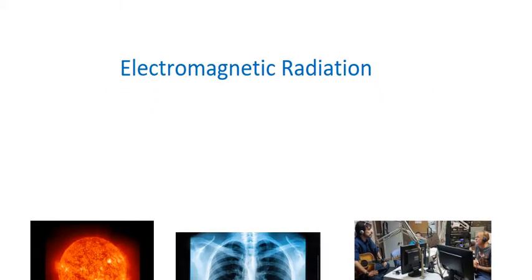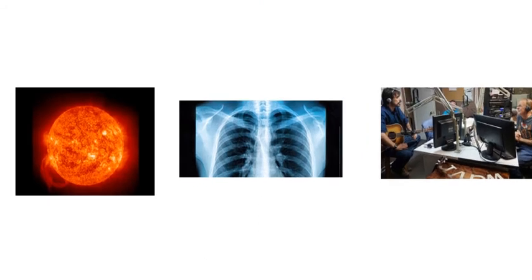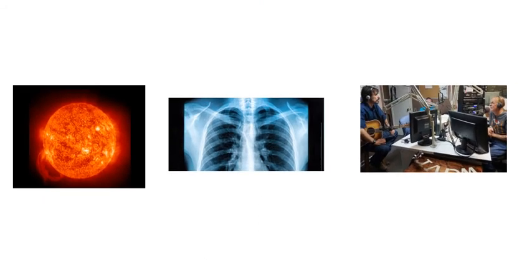In today's video, we're going to be looking at electromagnetic radiation. First, consider three different ways that you might interact with electromagnetic radiation. First, you might be exposed to energy from the sun. Maybe you go to the doctor's office and get an X-ray, and perhaps on the way there you're listening to music from your favorite radio station.